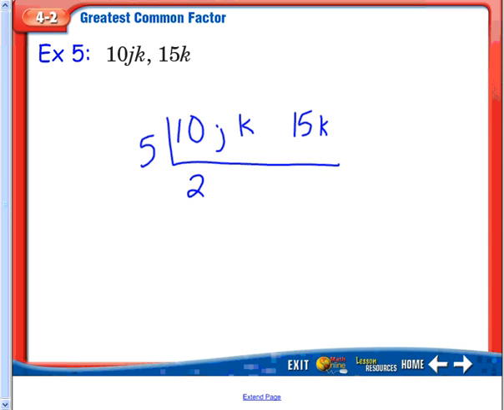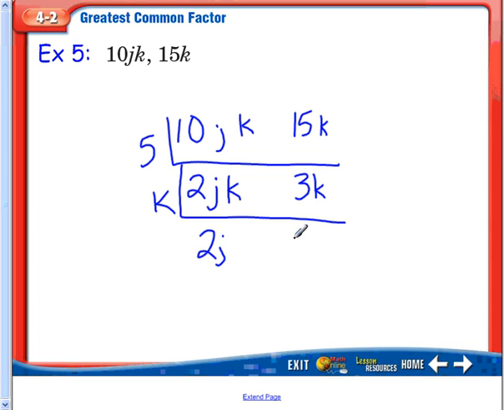5 goes into 10 twice, and 5 goes into 15 3 times. Okay, I do need to bring my j and k down because I did not factor those out of my problem. And in this problem, I only have k to bring down. 2 and 3 are both prime numbers, but I do notice that I have a k that is common to both answers here. So I can go one step further and I can factor out a k.